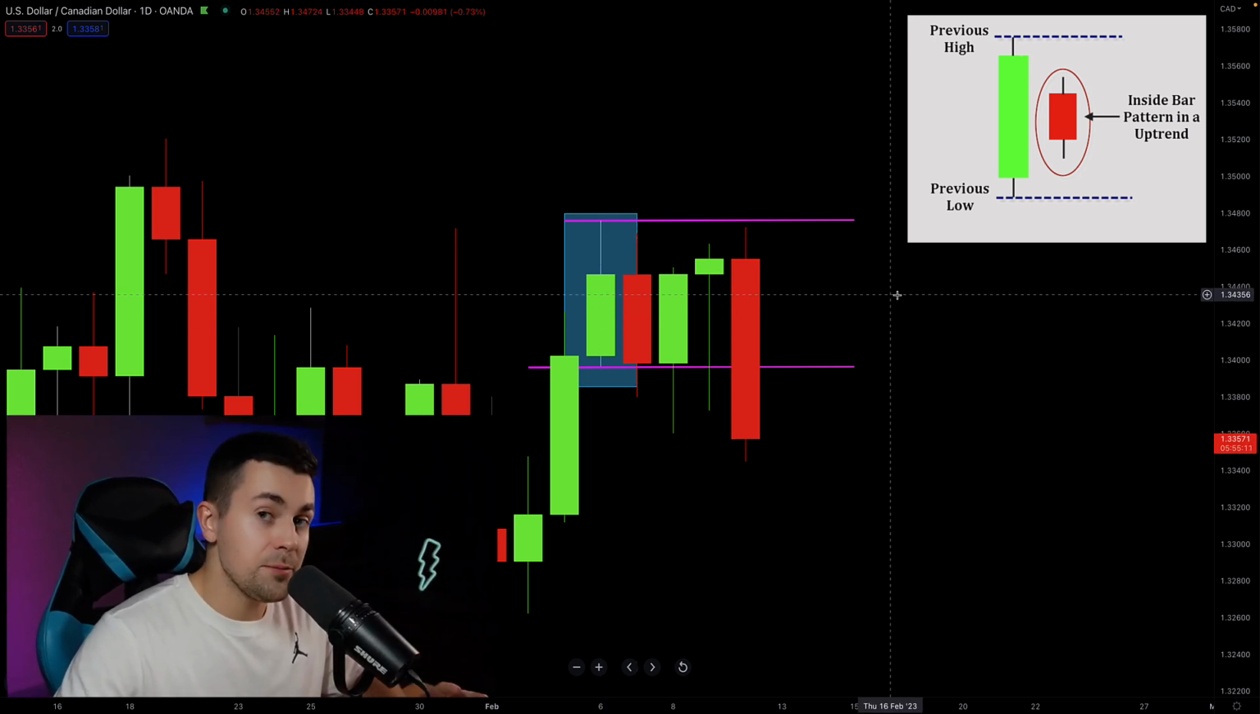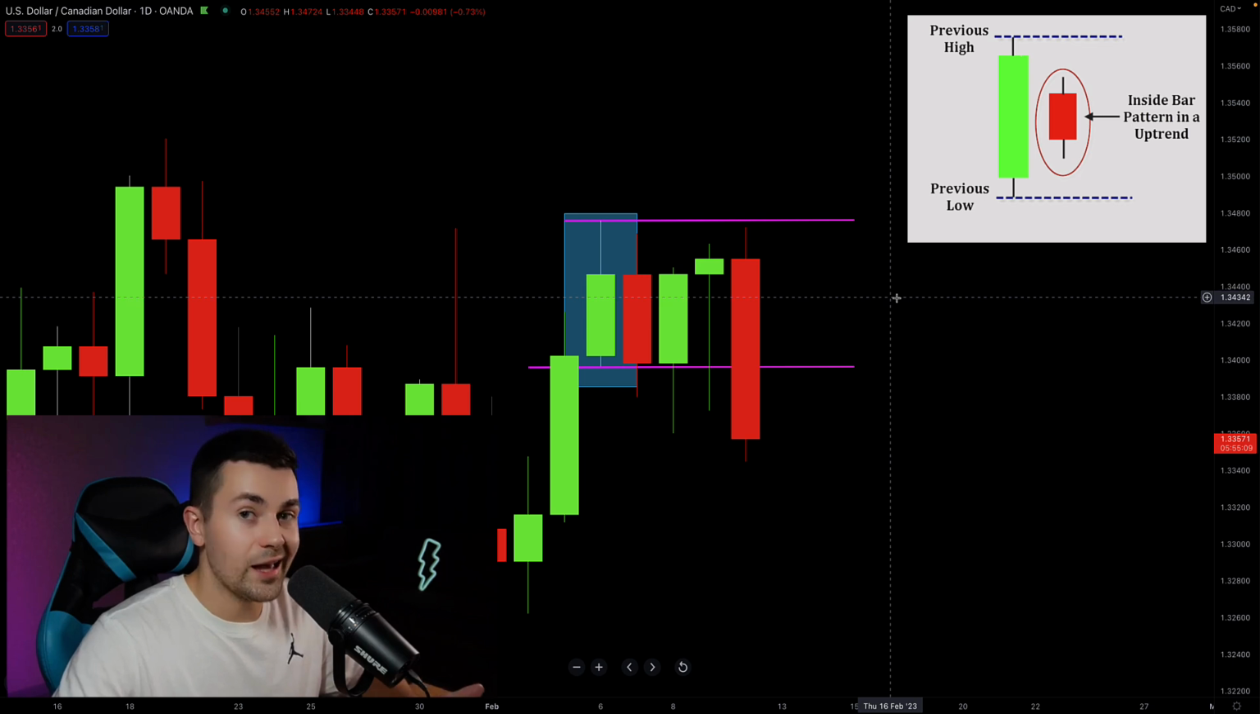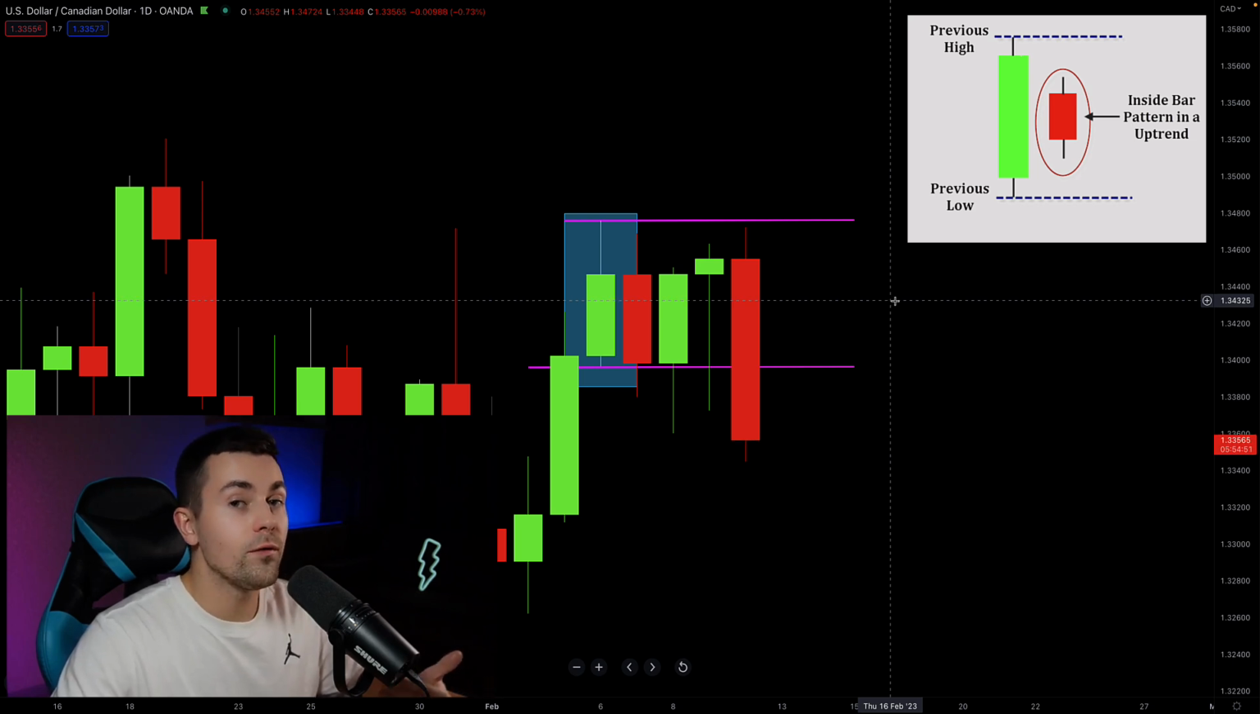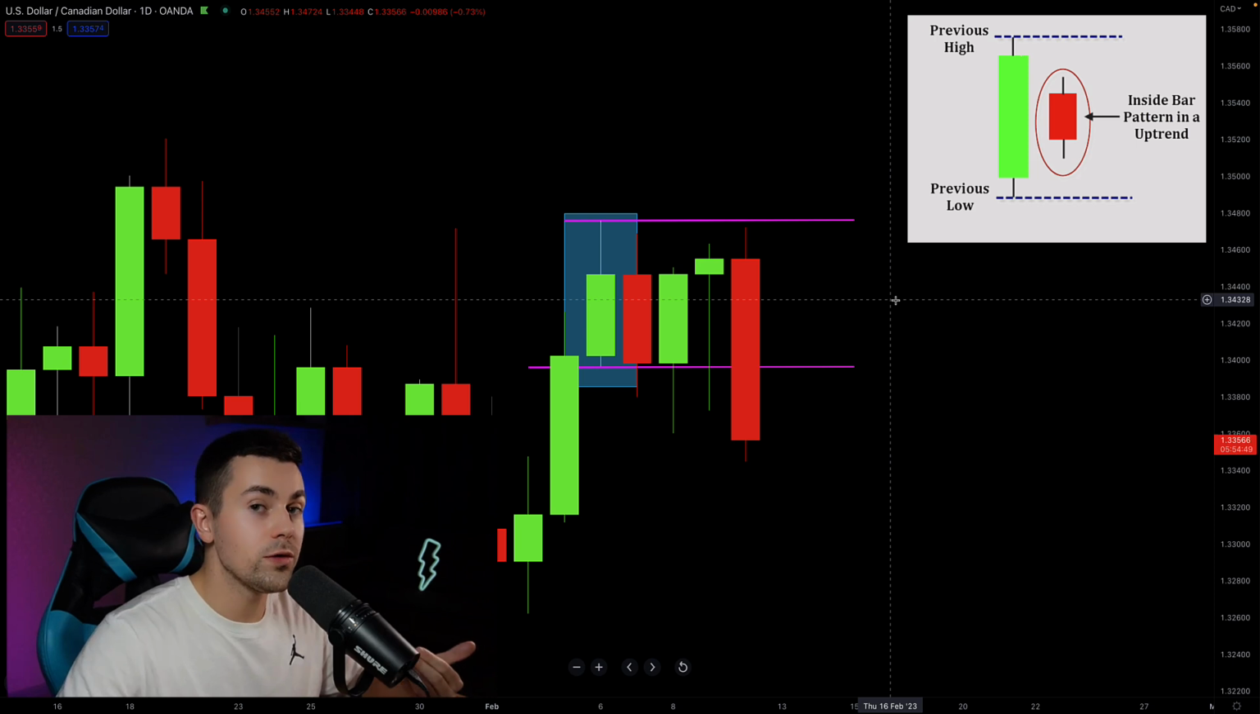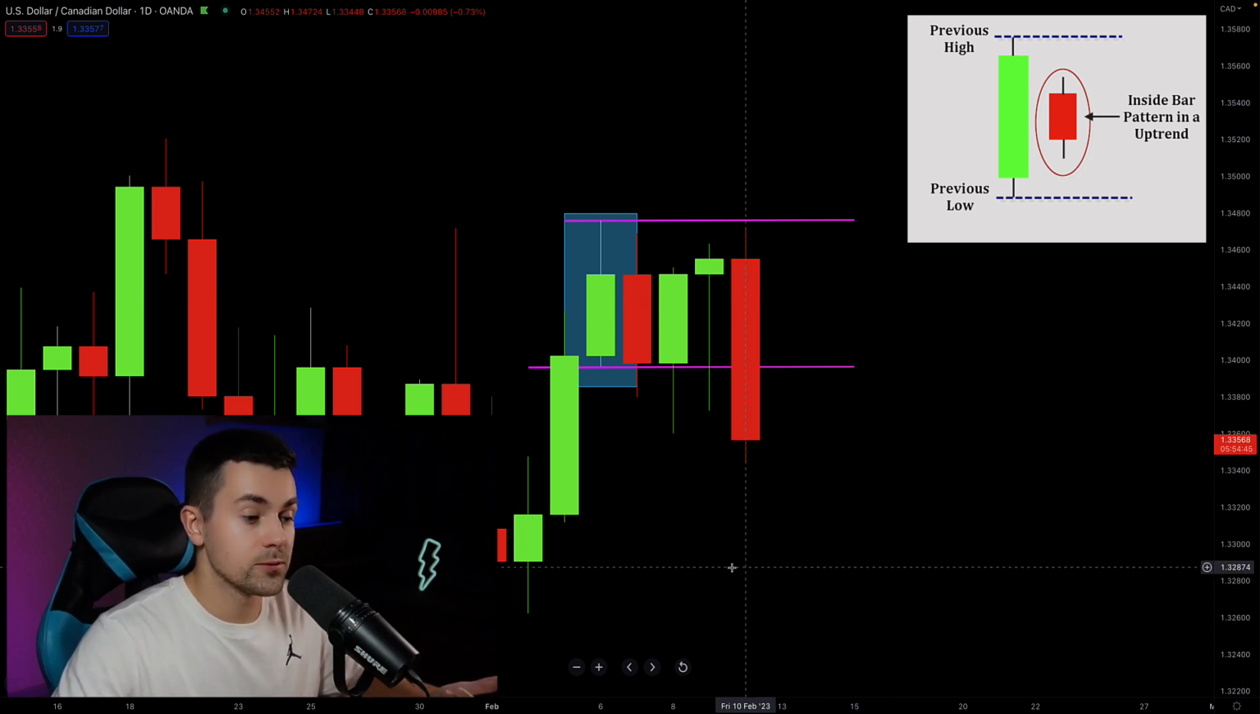And that pattern is the classic indecision pattern. Once it is formed, it means that the market is coiling, it is weak, and it is indecisive. What we are looking for when we spot that pattern is the breakout of the range of the mother's bar, either to the upside or to the downside.